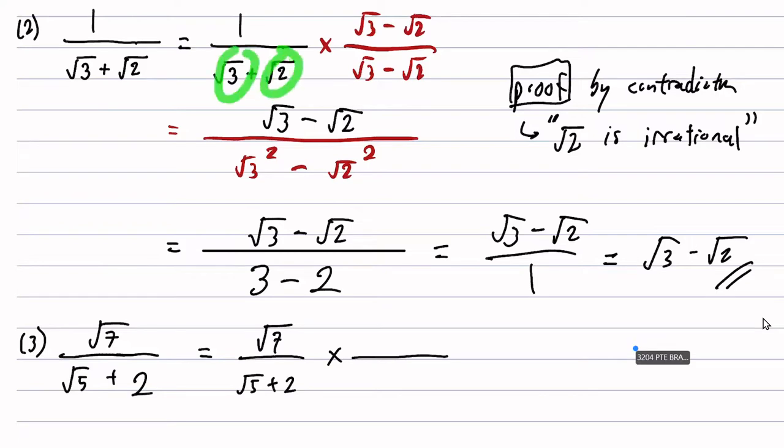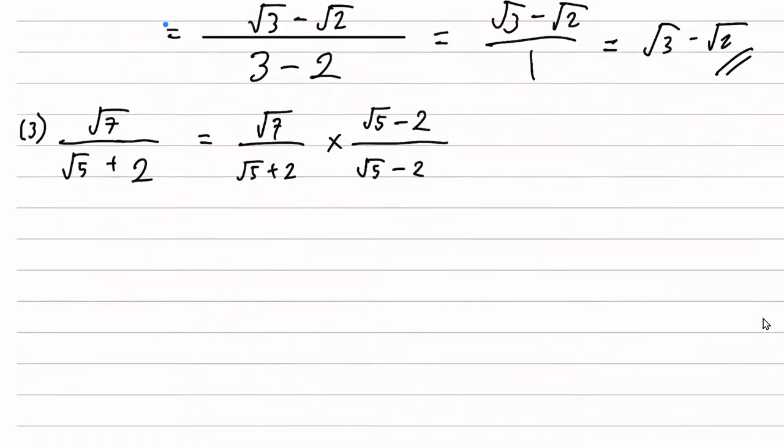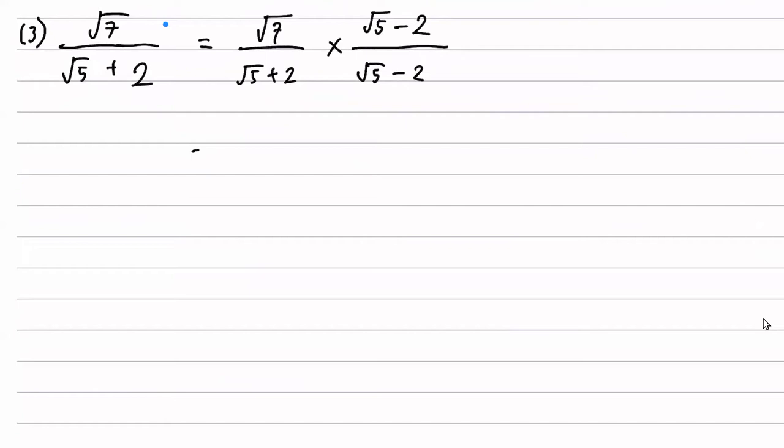A plus B, then A minus B. So it's square root 5 minus 2. Correct or not? Top and bottom. Okay. What happens to the denominator? A plus B times A minus B.